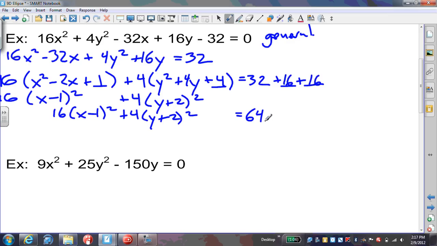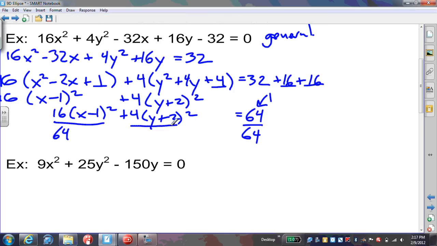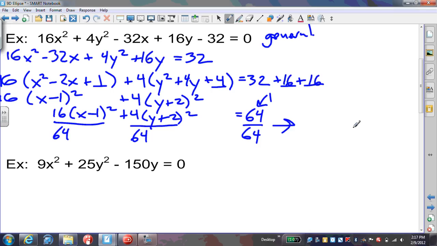Now, the last thing we have to do is get rid of these numbers in front. So I'm going to divide everything by 64. Whatever this number is on the right, we want this to go to 1. So I'm going to divide this by 64, and we're going to divide this by 64. Okay, so now I'm going to write it over here. 16 goes into 64 4 times. So we're going to have x minus 1 quantity squared on top.